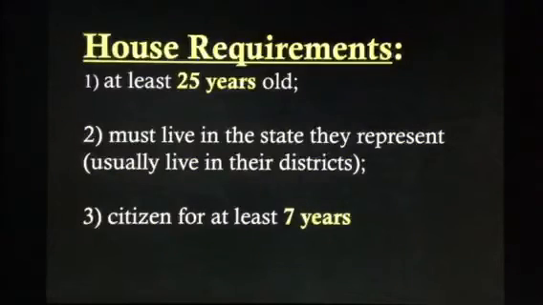Requirements to run for office in the House of Representatives. Article 1 says you have to be at least 25 years of age. You must live in the state that you represent. You usually live in that congressional district. Not always the case, but you usually live in the congressional district that you represent, but you must live in the state that you represent.